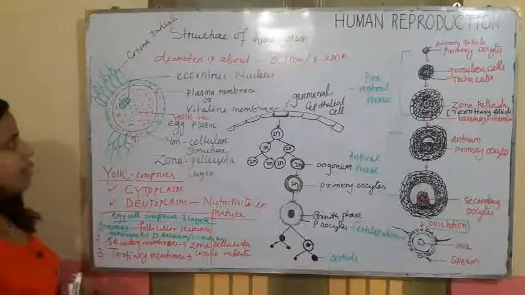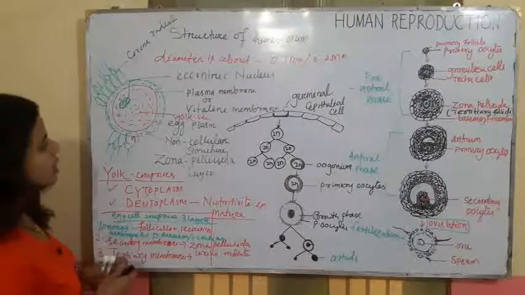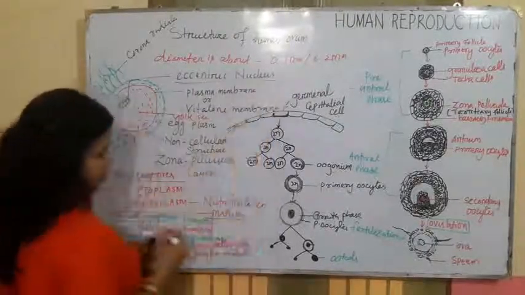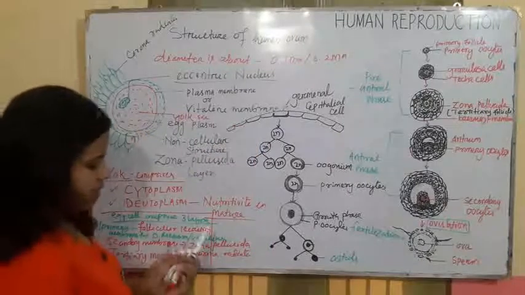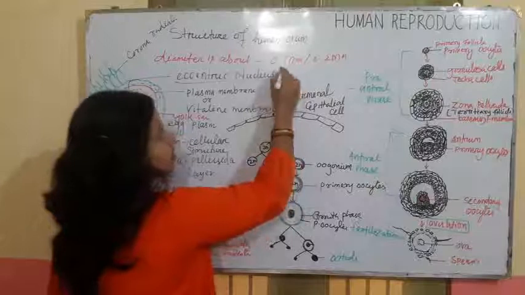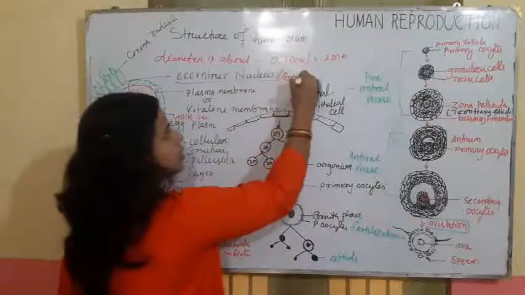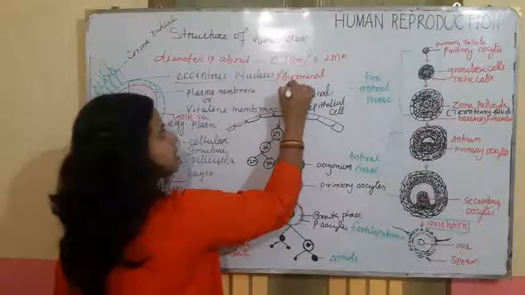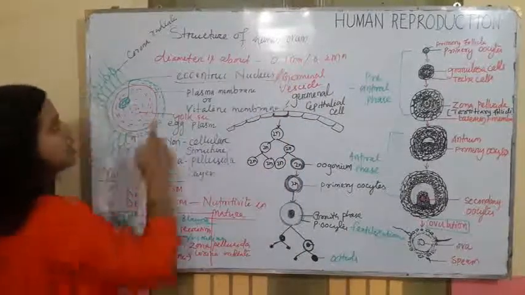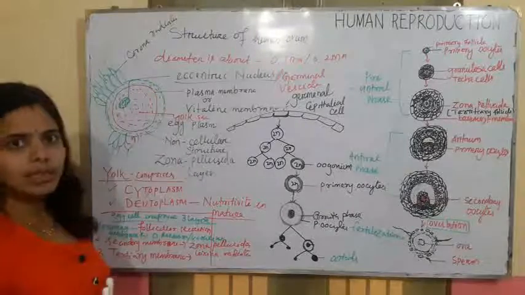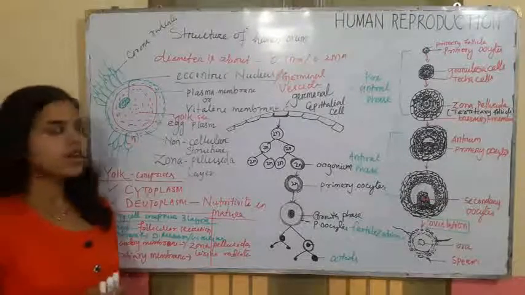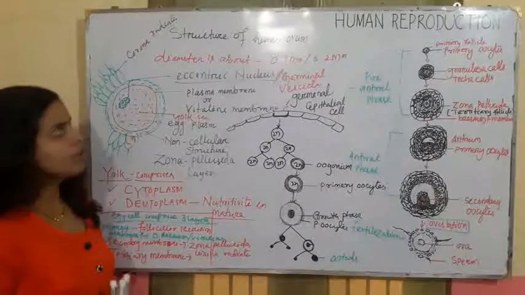And one more thing you can remember is that the nucleus present is an eccentric nucleus, which is also called the germinal vesicle. The word germinal vesicle is just an alternate name for the nucleus present inside the ovum structure. Okay, this is all about the human ova structure.